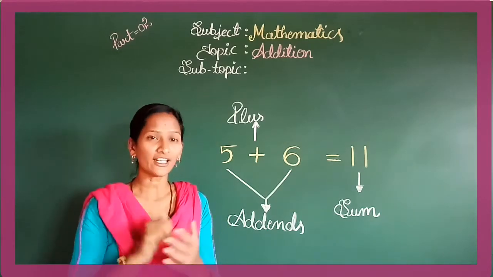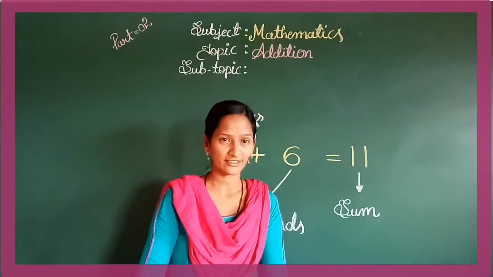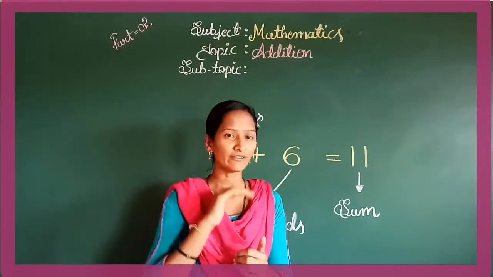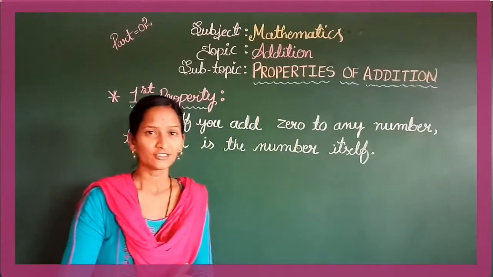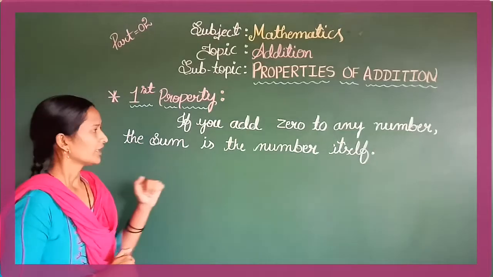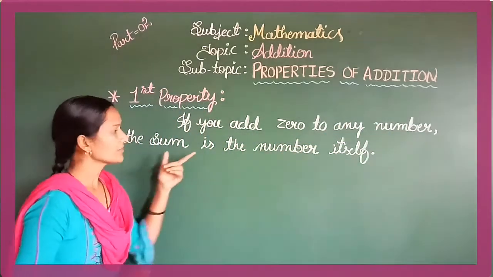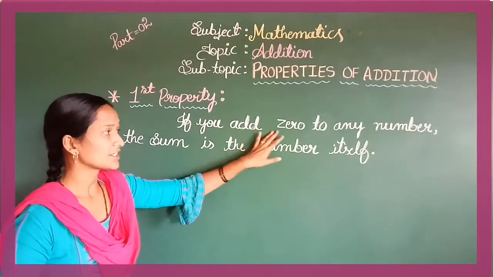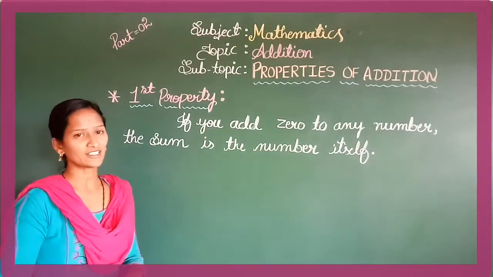Do you know how many there are? In addition, there are 3 properties in total. Do you know which are those? Now I will teach you one by one. Students, come to our first property of addition. What does it tell? Look here. This is the first property. If you add 0 to any number, the sum is the number itself.